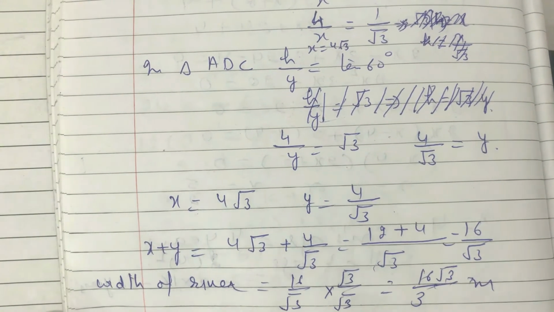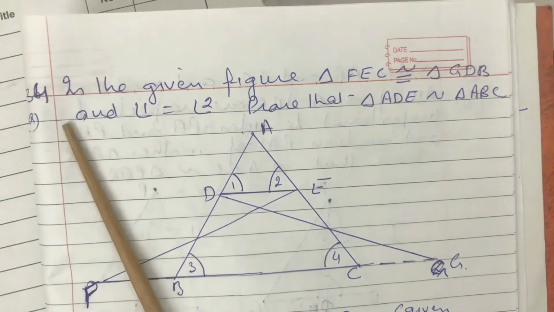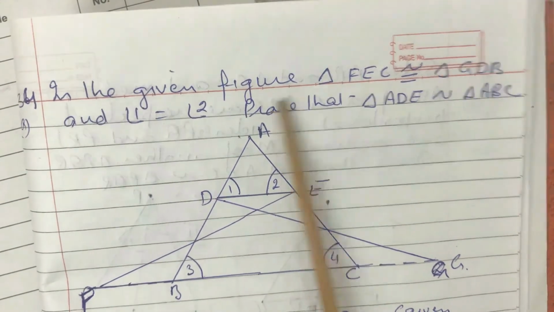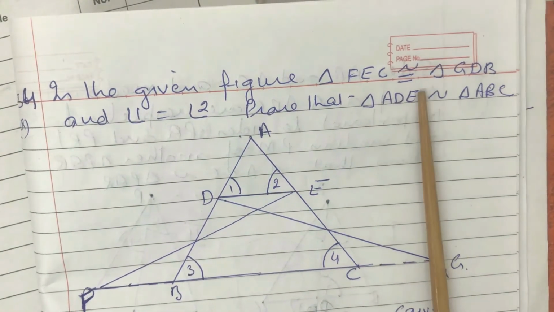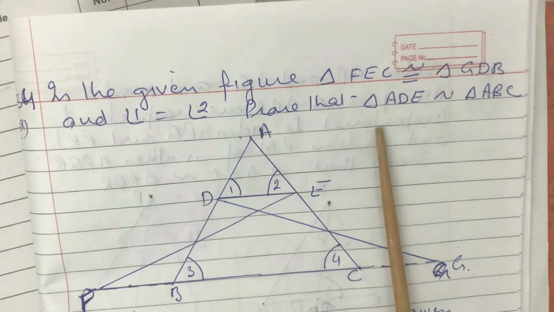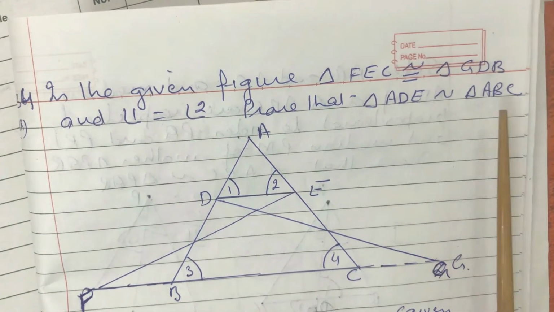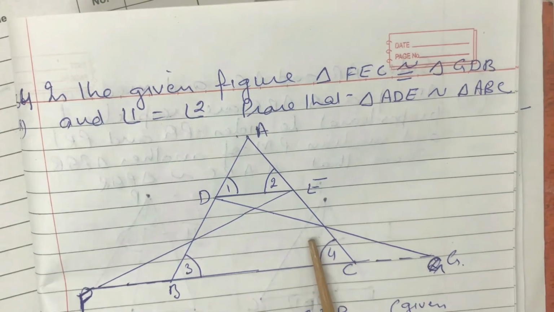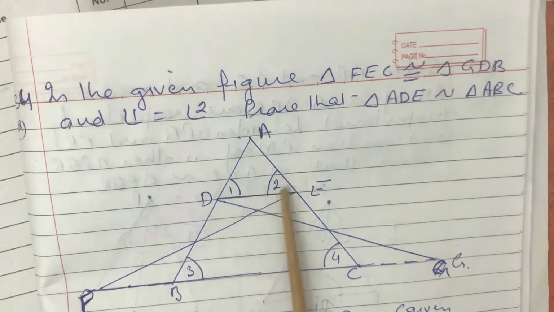That is the answer. Now 34th question, A part. In the given figure, triangle FEC is congruent to triangle GDB and angle 1 is equal to angle 2. Prove that triangle ADE is similar to triangle ABC. Now this figure is given to us, in which angle 1 is equal to angle 2.